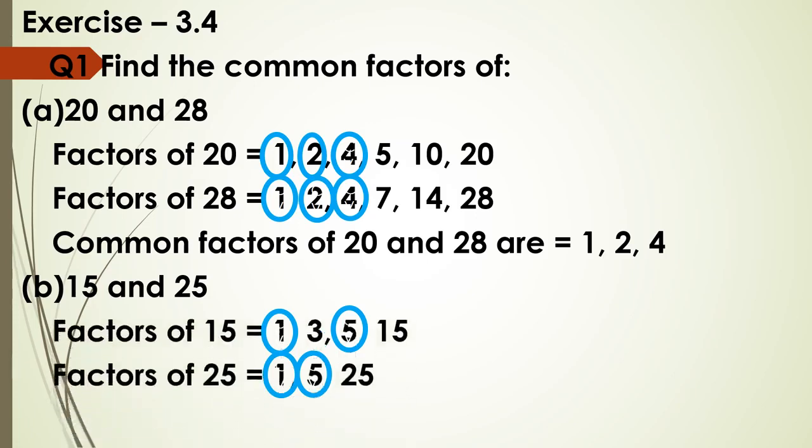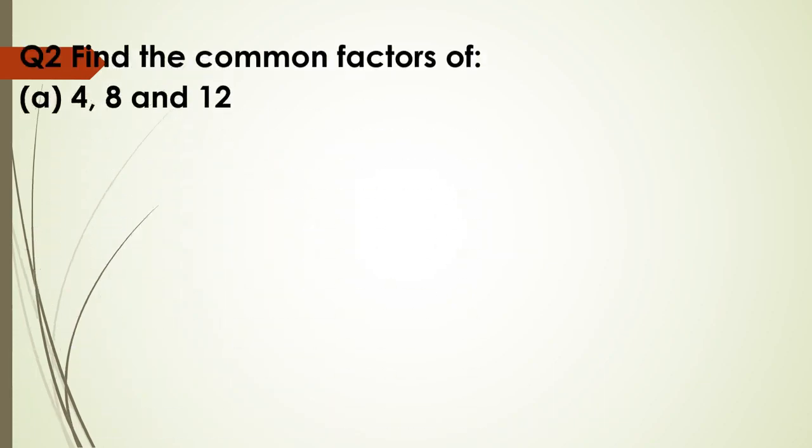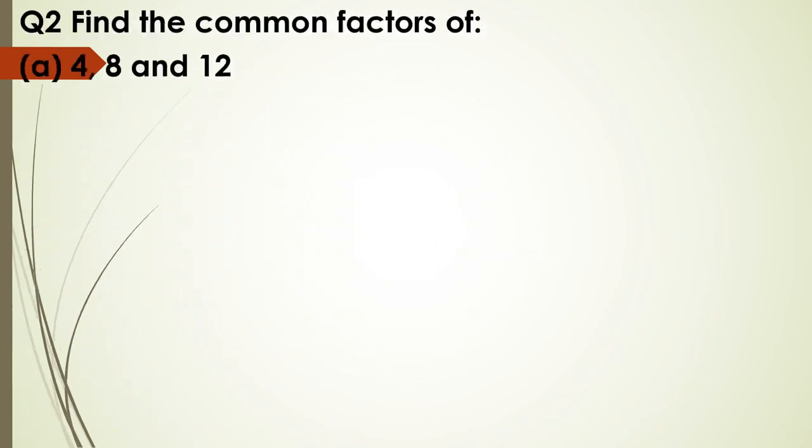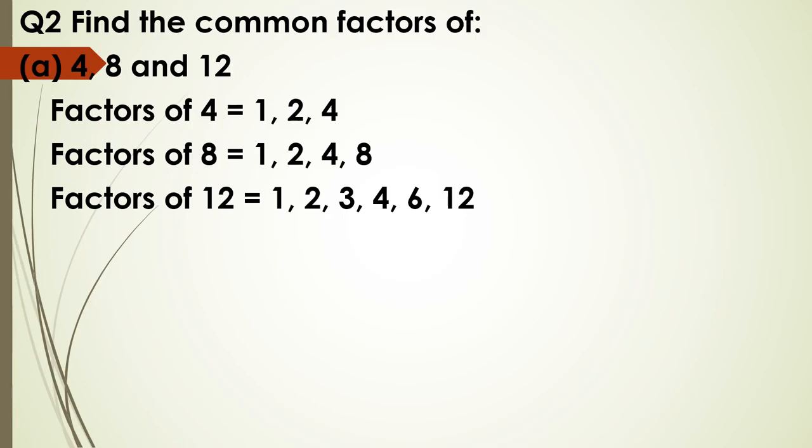Now see question number 2. Find the common factors of 4, 8 and 12. In the first question, 2 numbers are there. In second, there are 3 numbers. So it will not make any change. Procedure will remain same. First of all, you have to find out the factors of 4. 1, 2 and 4. Factors of 8. 1, 2, 4 and 8. Factors of 12. 1, 2, 3, 4, 6 and 12.